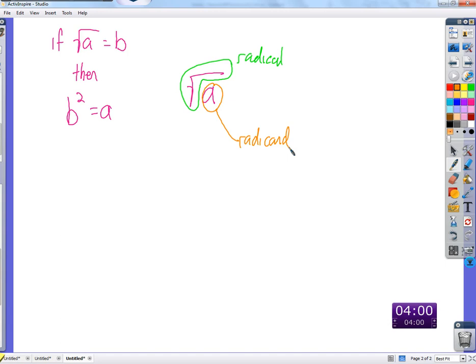All right, so here's kind of a deep question. What kinds of numbers can be the radicand? Or think about the opposite side of that. What numbers cannot be the radicand? Whole numbers. Are they okay or not okay? They're okay. Give me an example of a whole number that's okay to have in there. 4. Square root of 4 is? 2. Works.